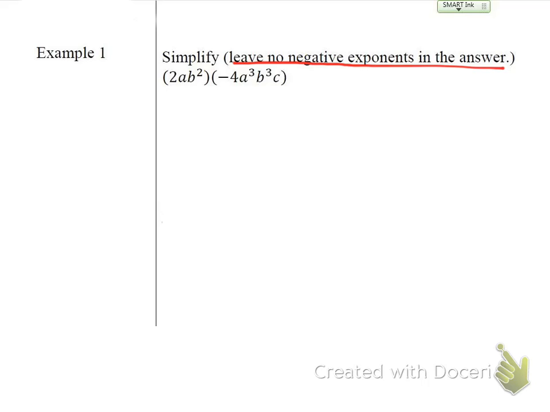In this example, I have two coefficients. You can multiply coefficients because they don't have exponents to them. So what is a 2 times negative 4 going to give me? Negative 8.